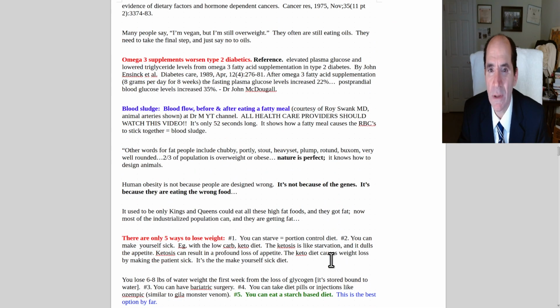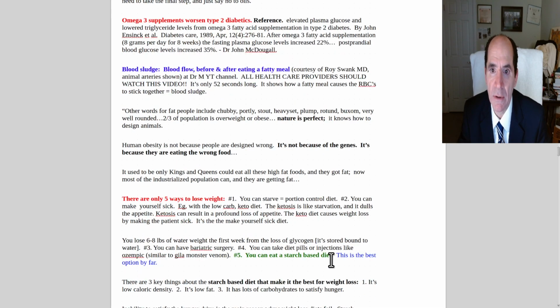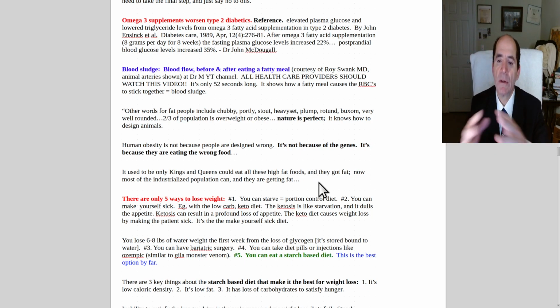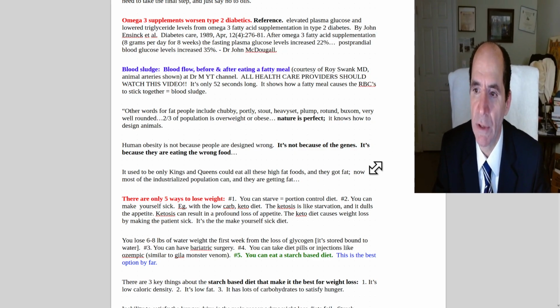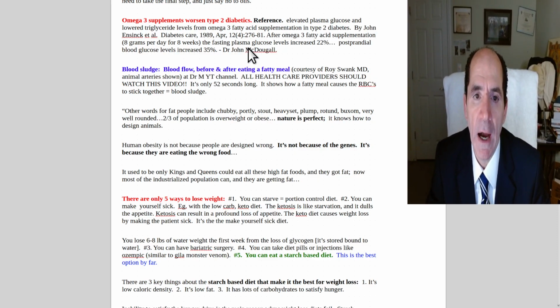And again, the more you look at it, you'll see that this is a typical pattern. Basically, it's like Nathan Pritikin said, fat is bad. The only good type of fat is fiber, because fiber gets converted to short-chain fatty acids. Okay, omega-3 supplements, they worsen type 2 diabetes.